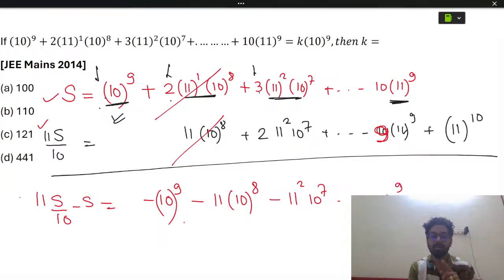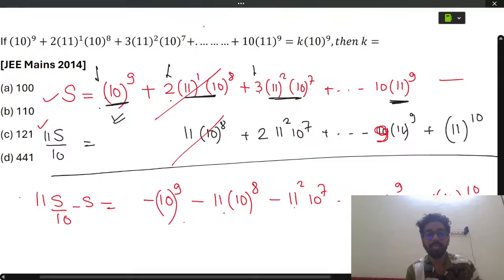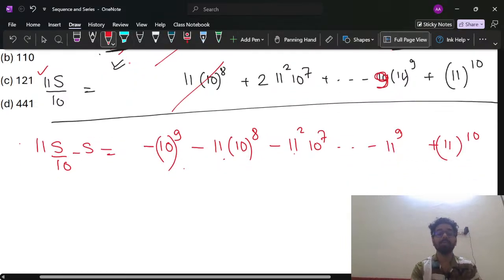As you can see, 11 power 0, 11 power 1, 11 power 2, 11 power 3, and so on. And lastly, we will have 11 power 10 minus nothing, which is 11 power 10. Okay, that's what we are going to have in this case. Now let's execute this part.